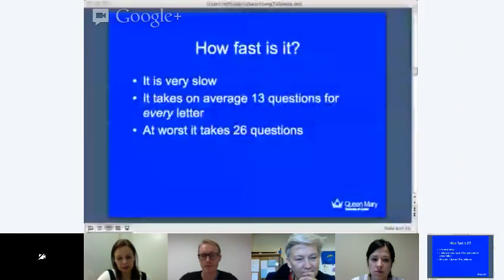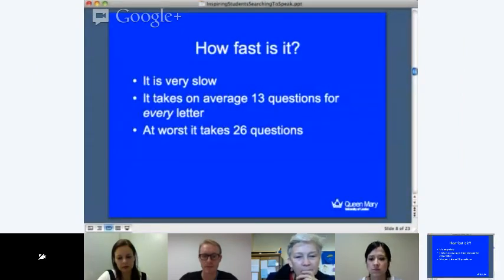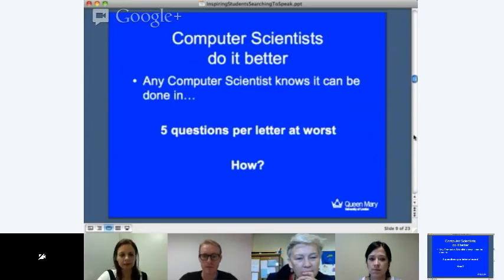We can talk a bit more about frequency analysis. But that actually doesn't improve things completely. Basically, the worst case is still 26. There's still some letter that you could be asking about that ends up being the last letter of the list. And as any computer scientist knows, you can do this in 5 questions at worst. So on average it's 13 and at worst it's 26. If you ask the right questions, you only have to ask 5 questions to get to any letter of the alphabet.